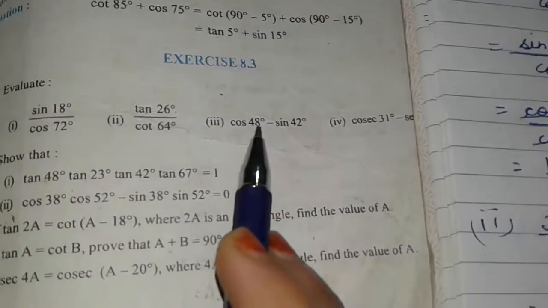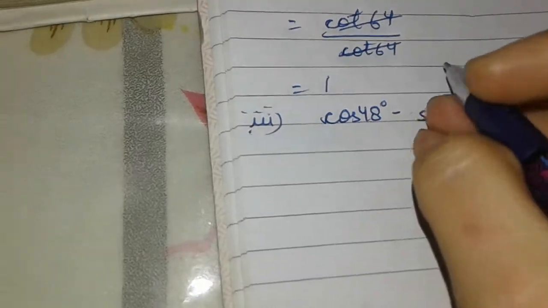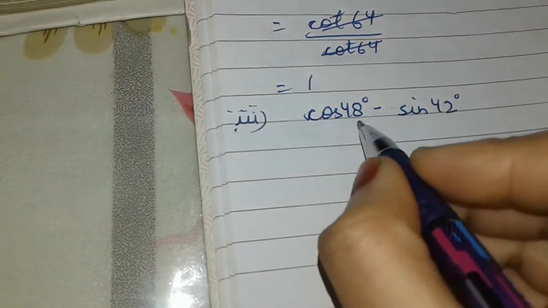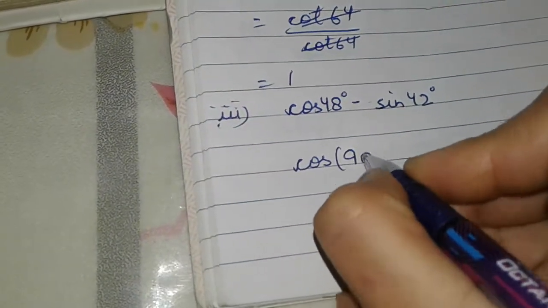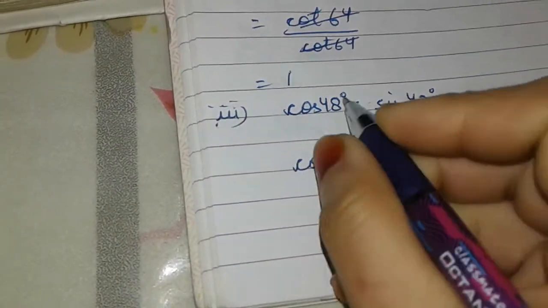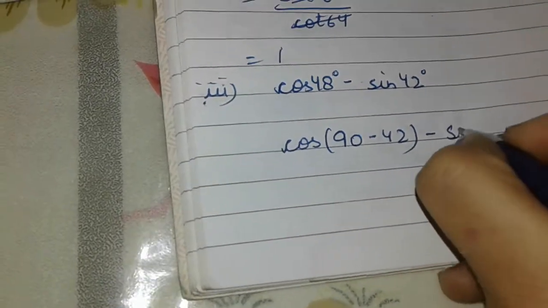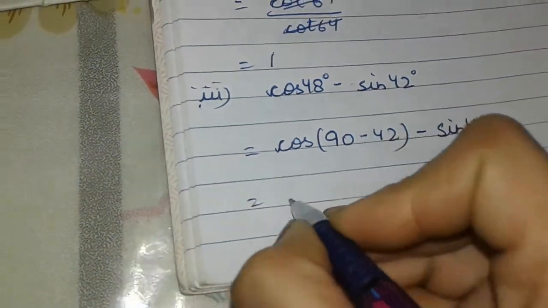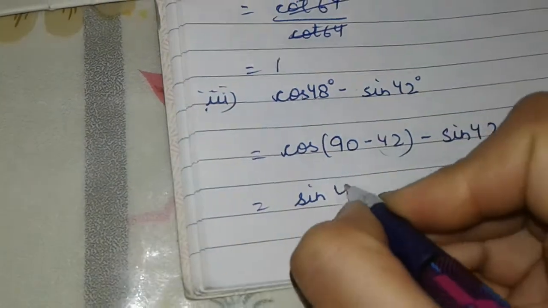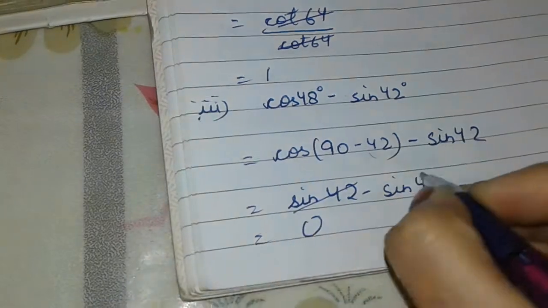Third part. Cos 48 minus sin 42. Write down this part. Now, in this cos 48, in place of 48, we can write 90 minus 42. 90 minus 42 is equal to 48. So, in place of 48, I am writing 90 minus 42. Now, cos 90 minus a is equal to sin a. Angle will be this 42. Sin 42 minus sin 42. It will be cancelled out and the answer will be 0.